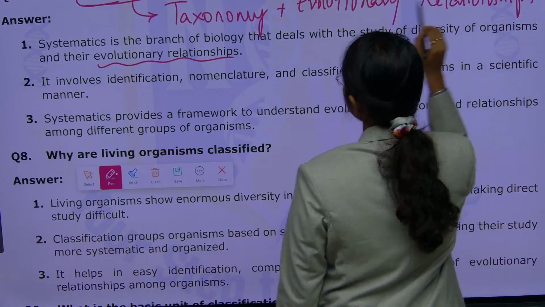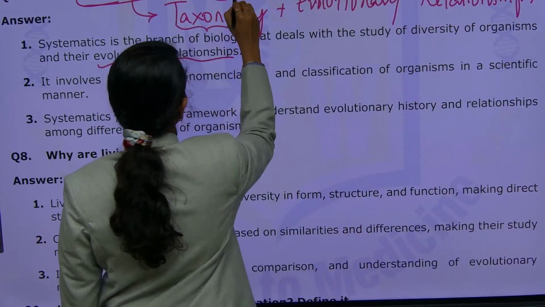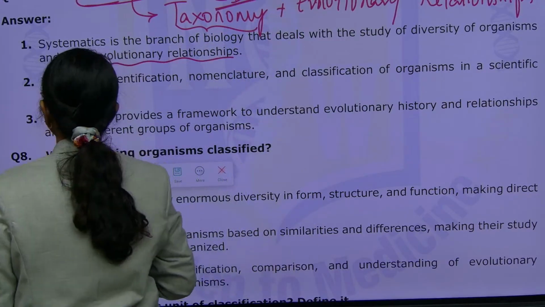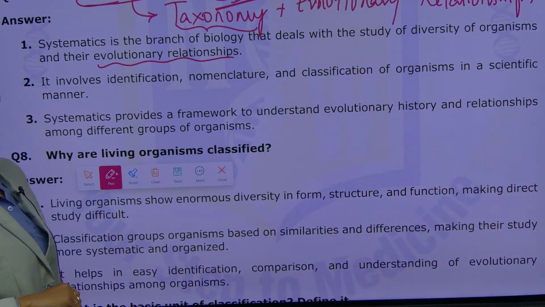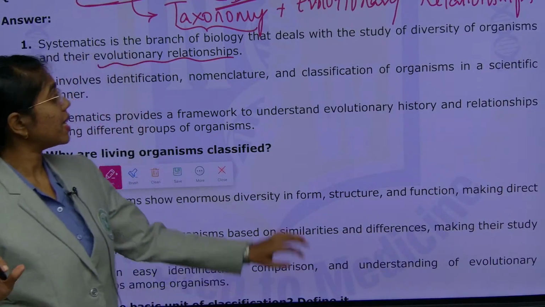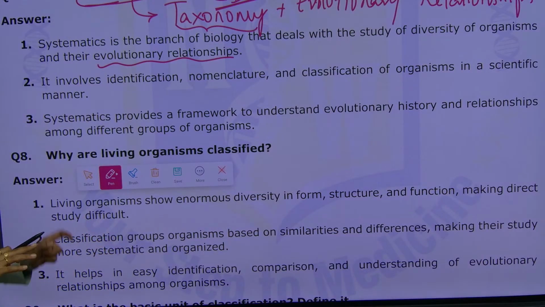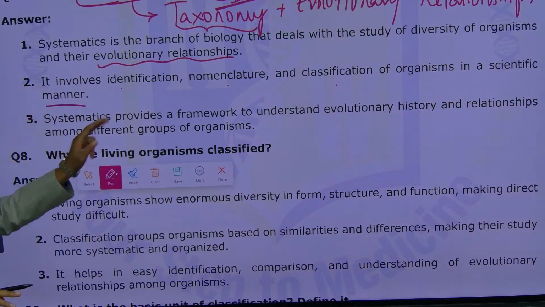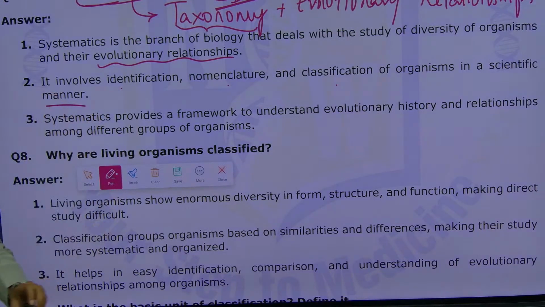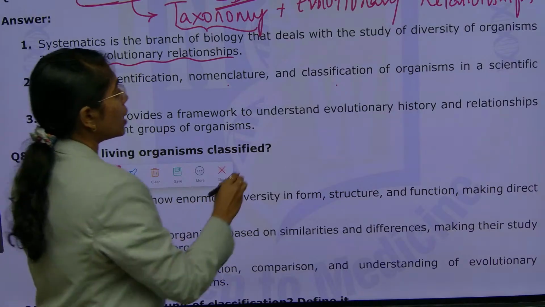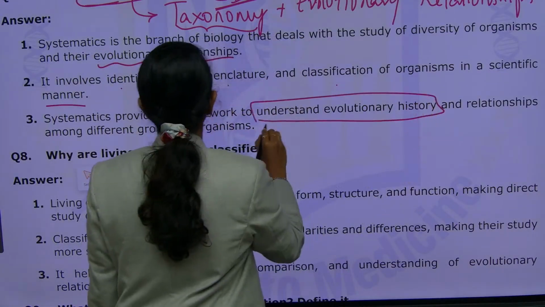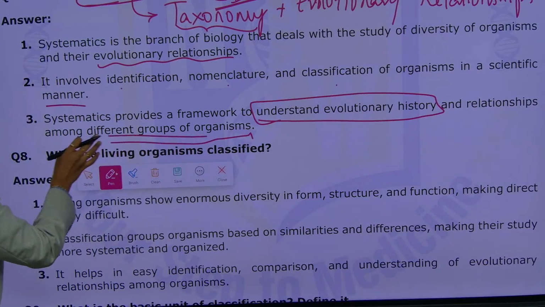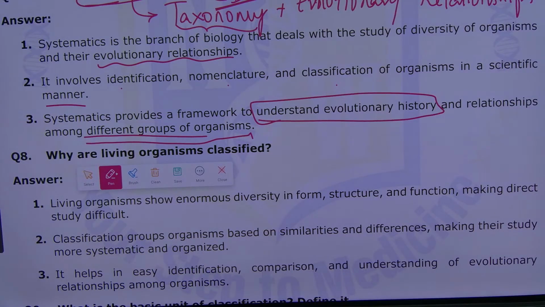What are the components of taxonomy? Characterization, identification, classification and nomenclature. These are the components of taxonomy. Along with this, if you also consider evolutionary relationships, then that is addressed as systematics. It involves identification, nomenclature and classification of organisms in a scientific manner. Systematics provides a strong framework to understand evolutionary history and relationships among different groups of organisms.